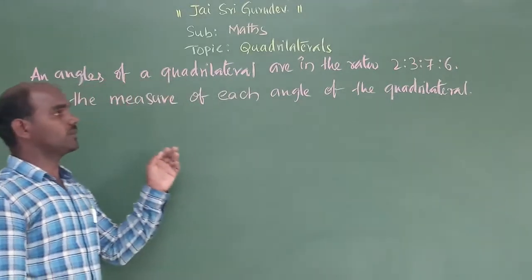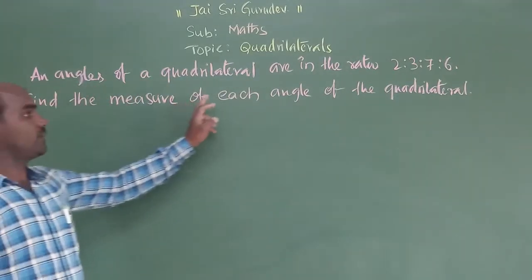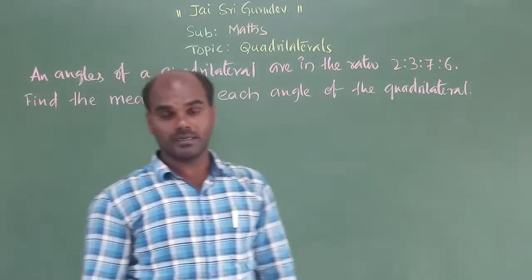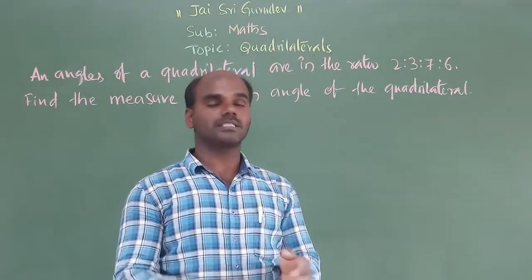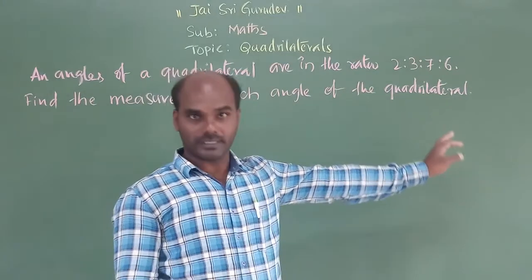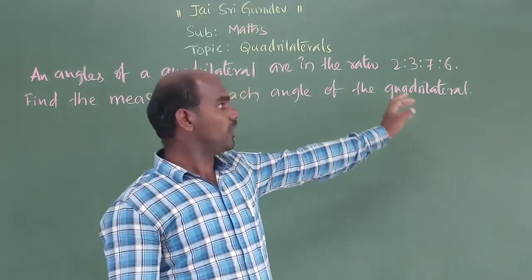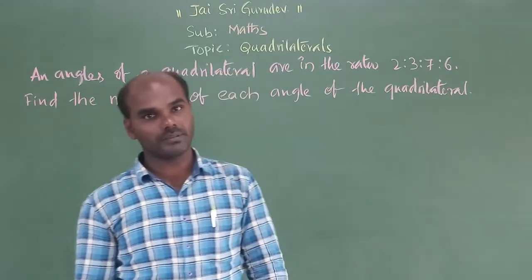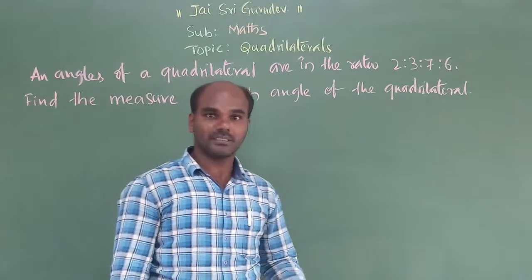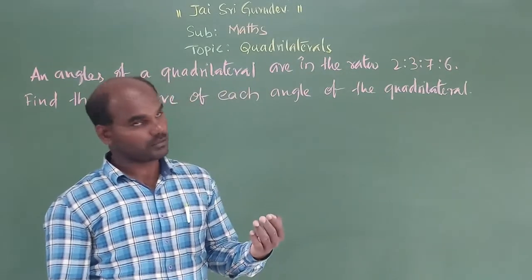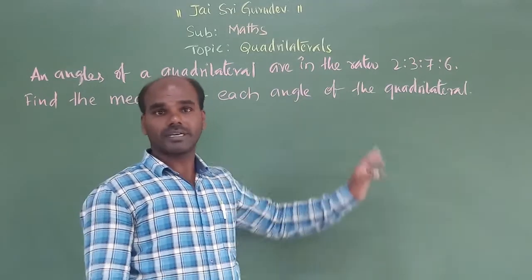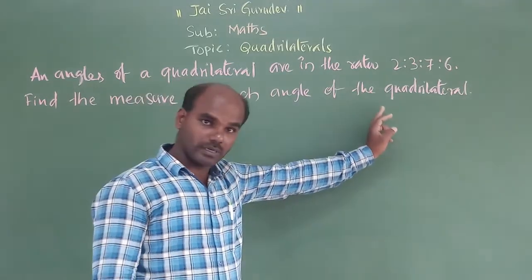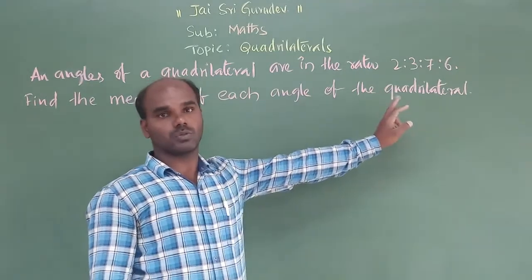Now what the question is asking is: find the measure of each angle of the quadrilateral. Okay, so the angles will be in degrees, no? So we have to find the degrees. Already in the lower class, in 7th and 8th, we found that the sum of the three angles of a triangle is 180 degrees, no? Based on that only, you have to find here also.